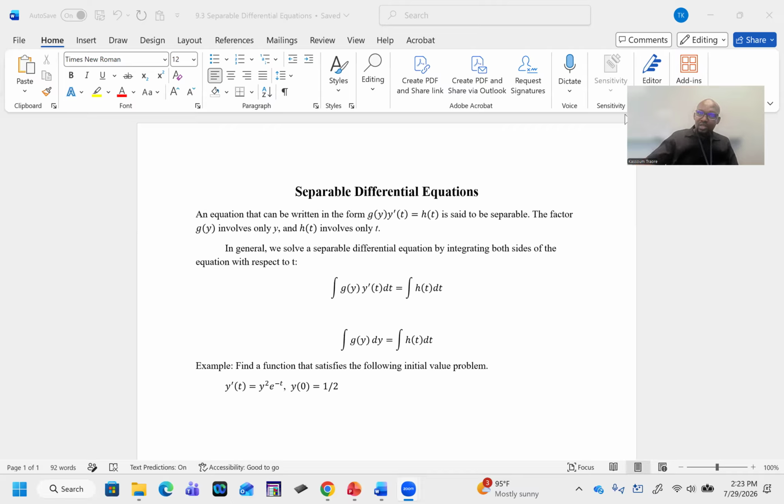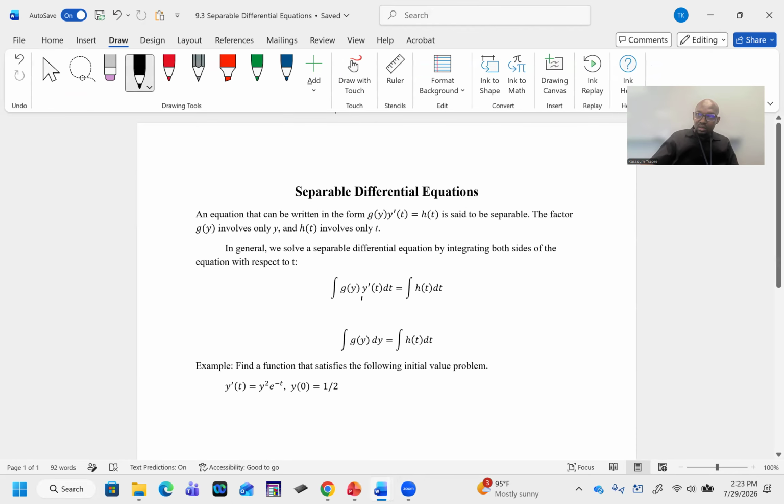So, if we do substitution, you can see this is like my dy. And then we can integrate this one easily. So now, let's jump and do the first example.